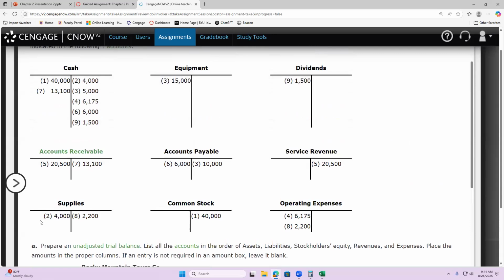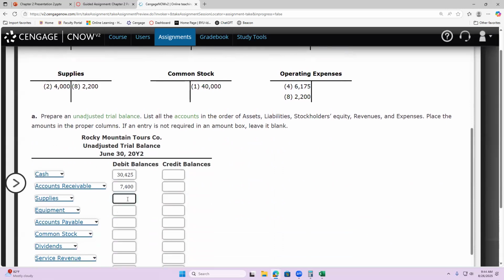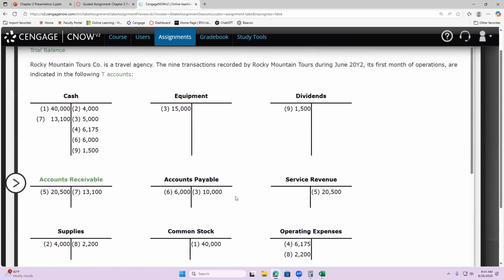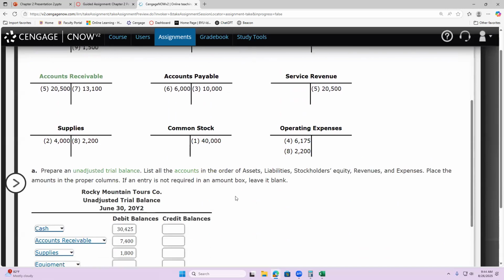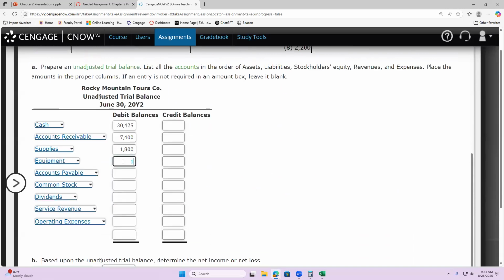Supplies has a debit of 4,000 and a credit of 2,200. So the balance of supplies should be 4,000 minus 2,200, which is $1,800 on the debit side. Equipment just has a debit of 15,000, so its balance is 15,000 on the debit side. You'll notice each of these follows the rules of the normal balance. With assets, the debit is the side that increases it. So we would expect to see assets have debit balances, and they all do.